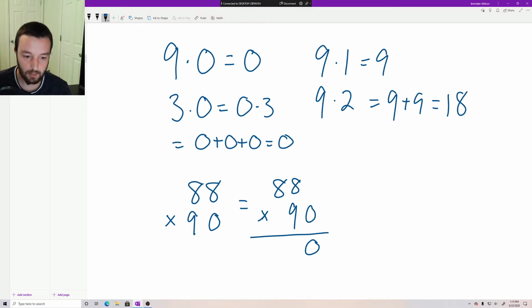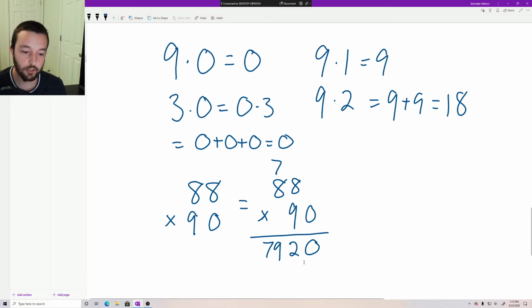Okay. So 8 times 9 is 72, so we get 79. So 88 times 9 is 792, which implies 88 times 90 is 7,920. The only difference is putting a 0 at the end. This is just a little trick you can use when things end in 0 to make it faster. You can just do it the long way with the 88 times 90, right?